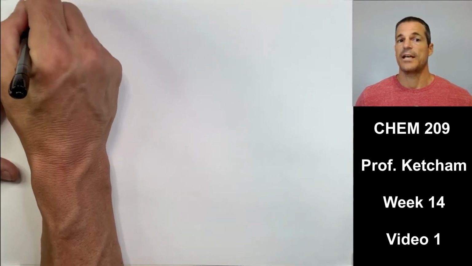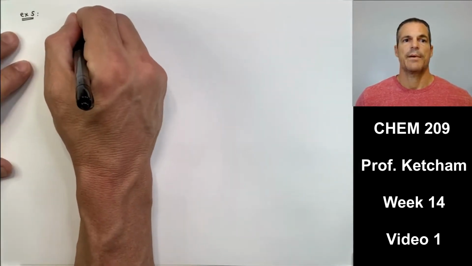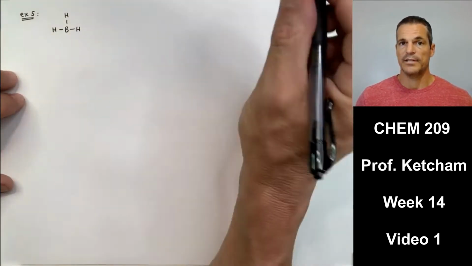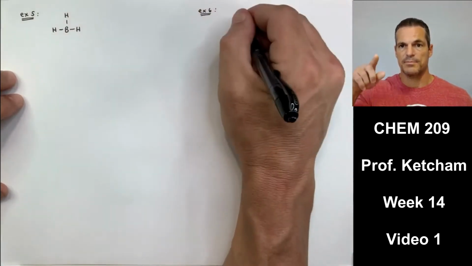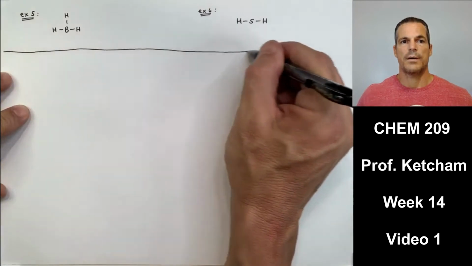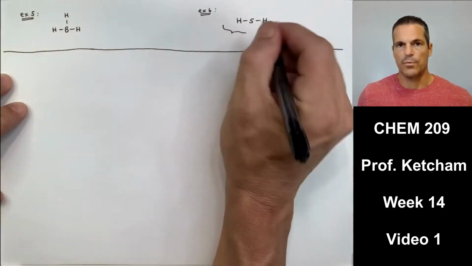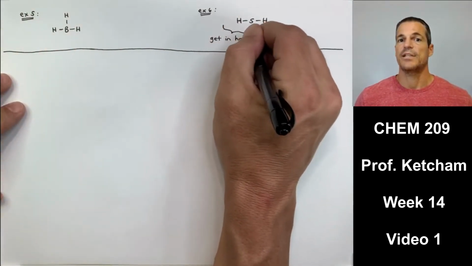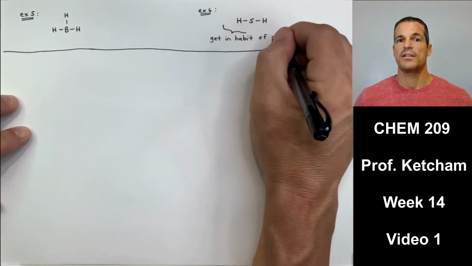All right, so for example 5, how am I going to make the connections? Well, I put boron in the middle, and then if I think symmetry, I just put my H's on one. I put one up, right, left. You could have put one down, it doesn't matter. Example 6, sulfur with hydrogen on the outsides.